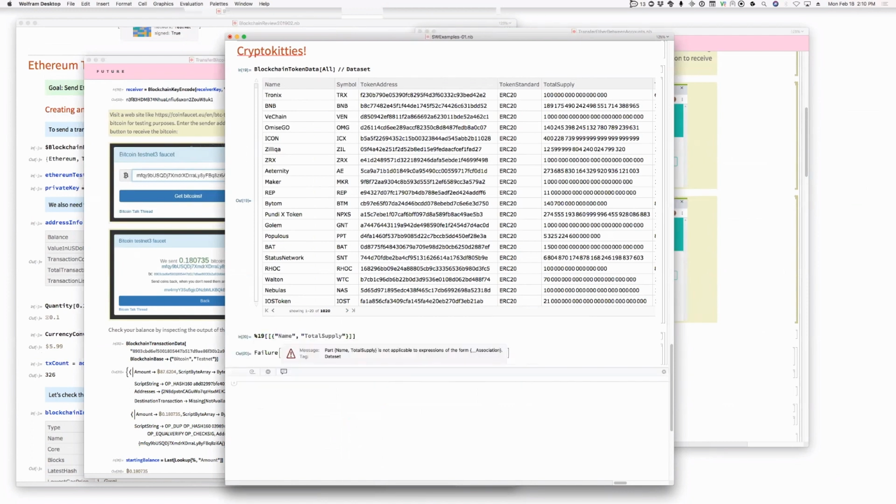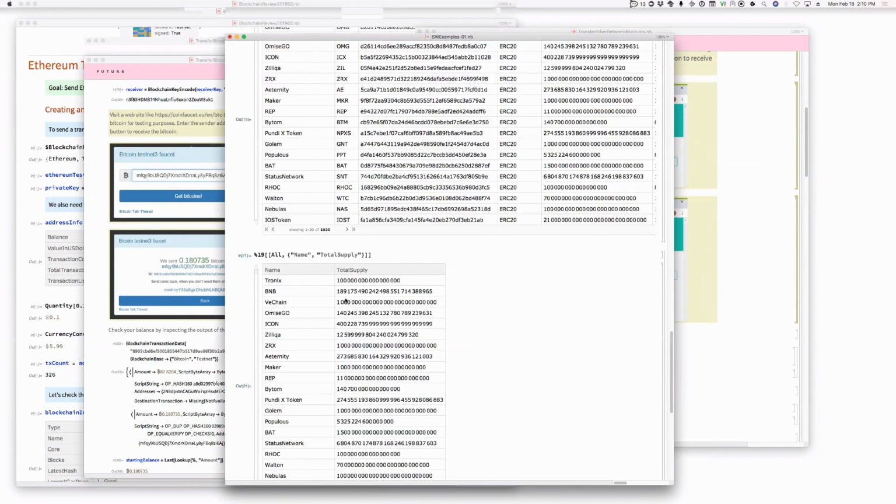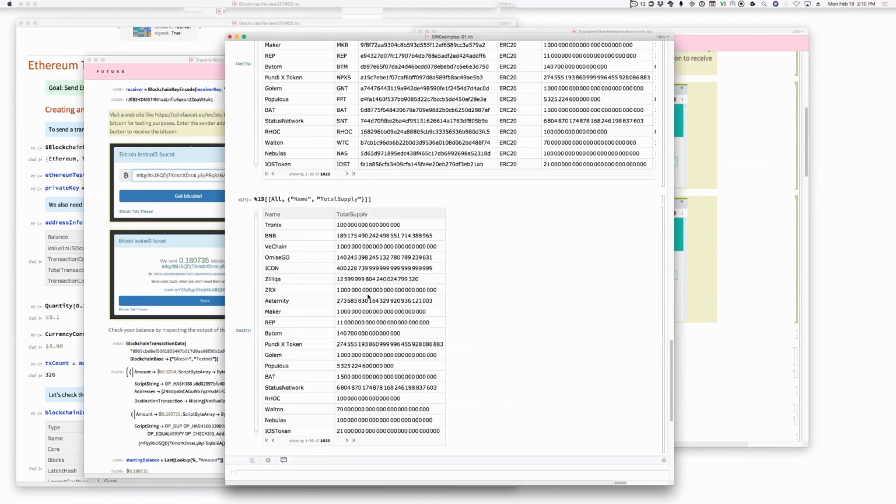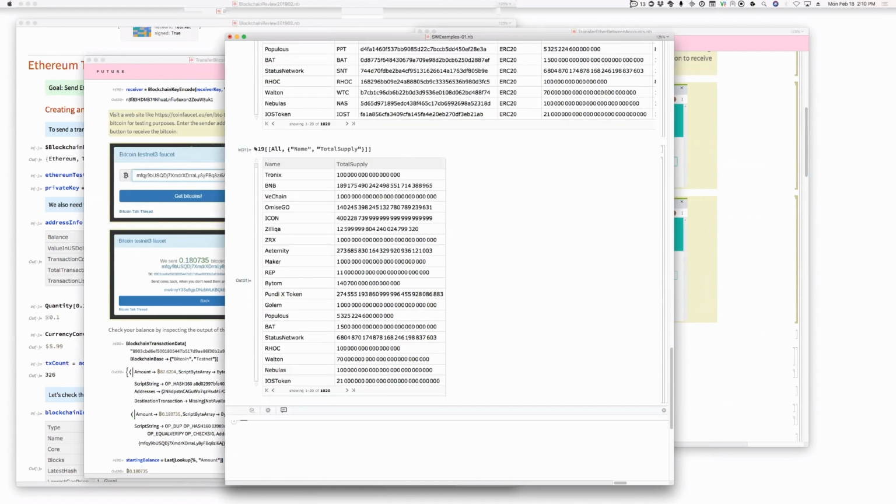What did I do wrong? Oh, whoops, I need to say all. Okay, so now what I might want to do is make a word cloud. Well, let me sort by.